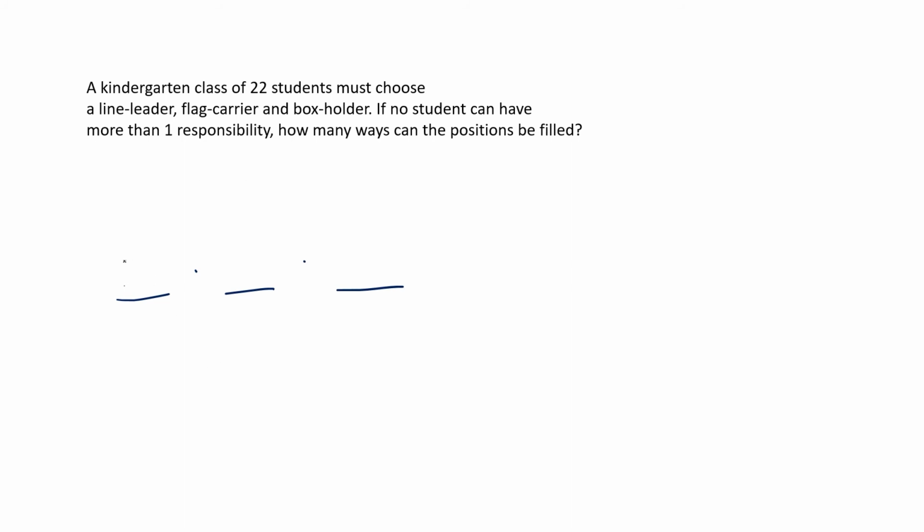So for our first one, we got 22. Second one, we've already chosen a kid, so we need to choose one of the other 21. And the last one, there's 20. So that's how you get your answer. Pretty easy.